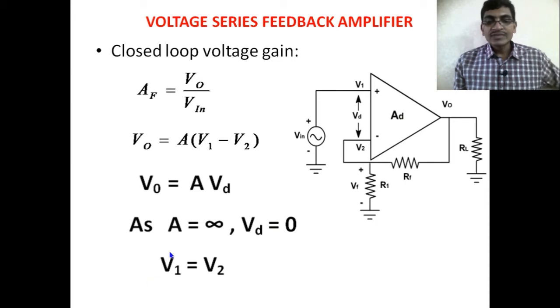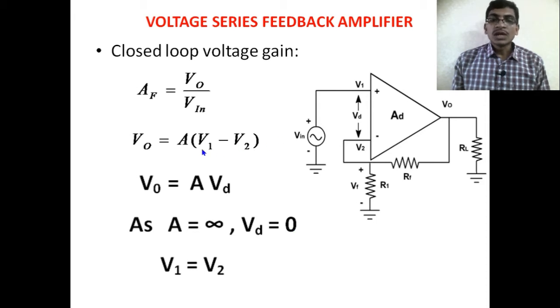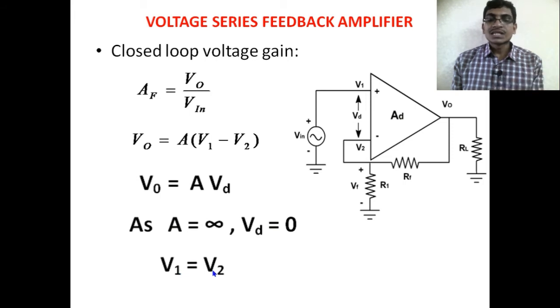We can write V1 is equal to V2 because Vd is equal to 0, V1 minus V2 is equal to 0. Therefore, the voltage at both input terminals of our op amp is the same, V1 is equal to V2. The voltage at the non-inverting terminal is Vin because the input supply voltage is given to the non-inverting terminal. That's why V1 is equal to V2, which is equal to Vin. So wherever we have V1 and V2, at that place we can substitute Vin.